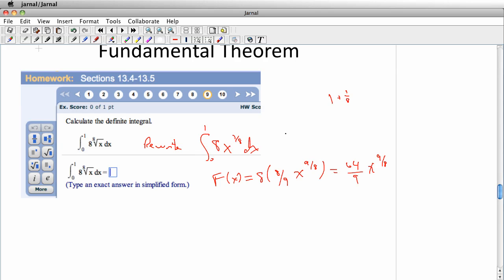And again, I don't have to just assume that's right. I can check. I can take the derivative of that answer. And if you do that, you'll see that that really is 8x to the 1/8 power. So that will be right, and I can do that by just checking the derivative.